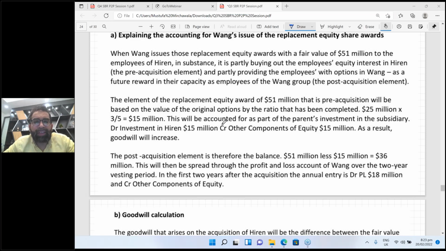So as this 15 million will be part of COI, the entry will be investment debit and other equity or OCE credit. Okay, right? And the remaining 36 million will be spread over 2 years. Okay. And now, my dear respected students, you can do that part.